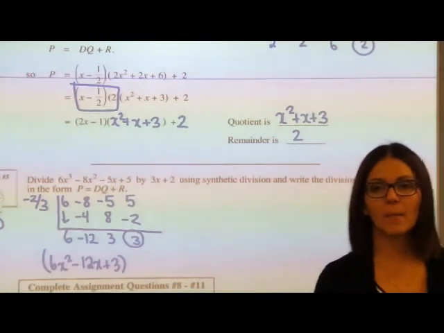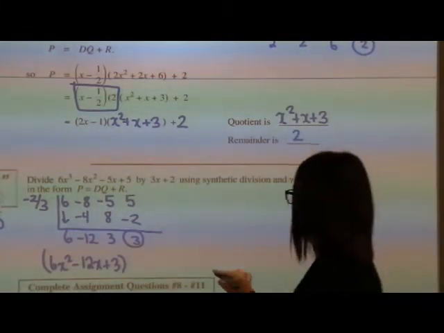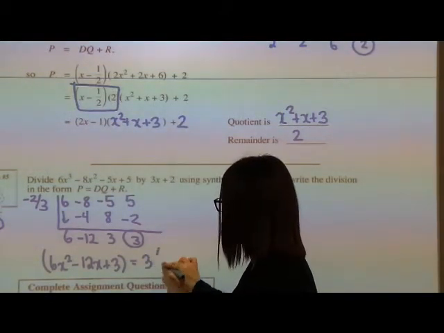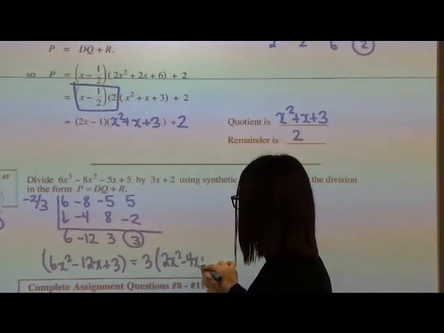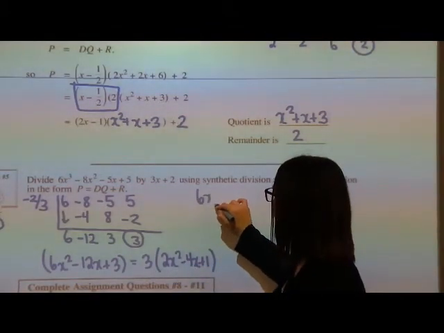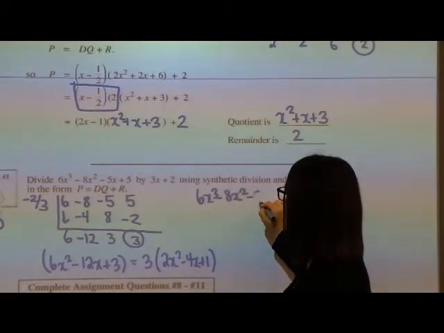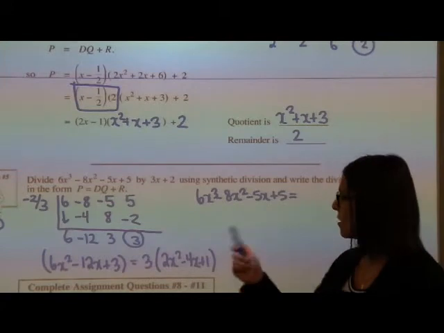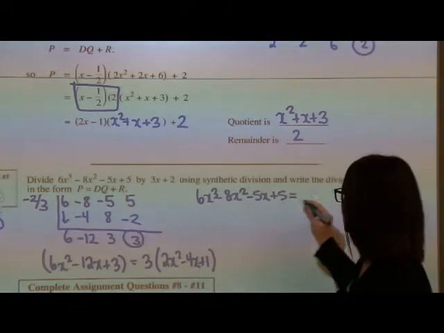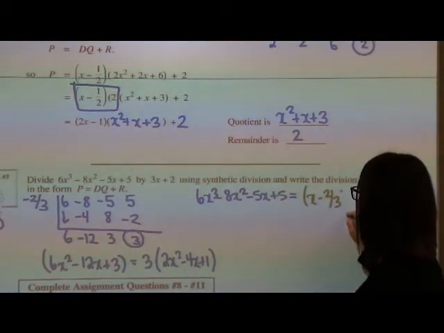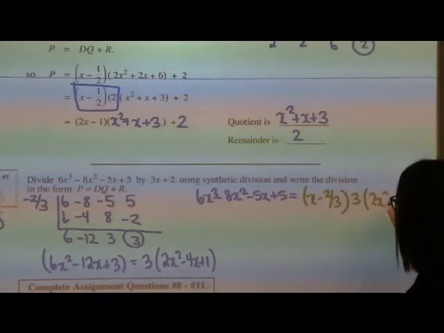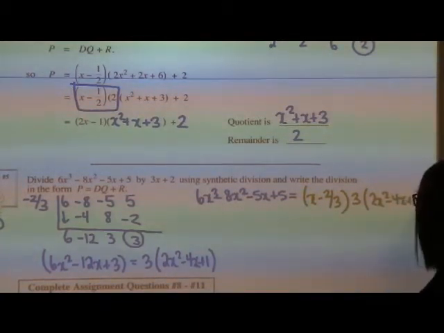Can I factor something out of that? A 3. And when I factor out a 3, I'm left with 2x squared minus 4x plus 1. So if I write this out, my 6x cubed minus 8x squared minus 5x plus 5 equals the divisor, which is my x minus 2/3 right now. And then my quotient was all of this, 3 times 2x squared minus 4x plus 1, plus my remainder of 3.